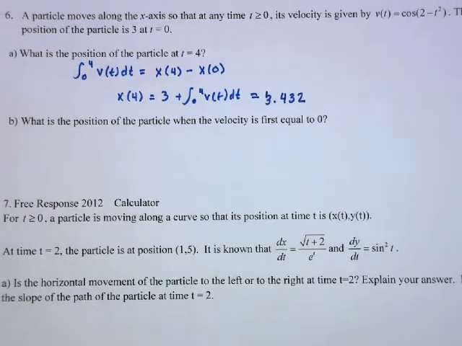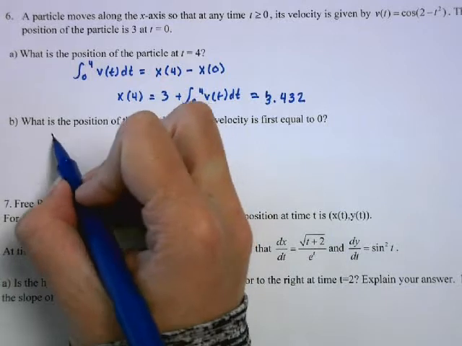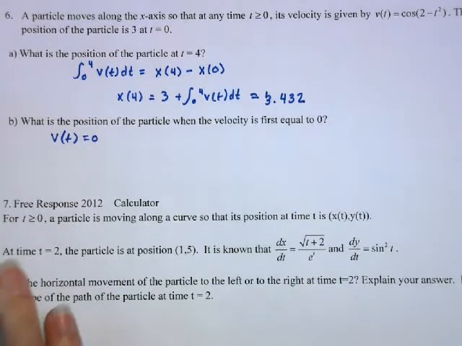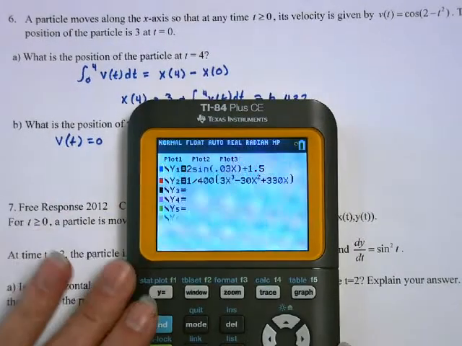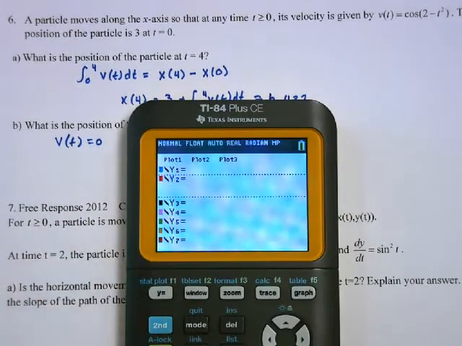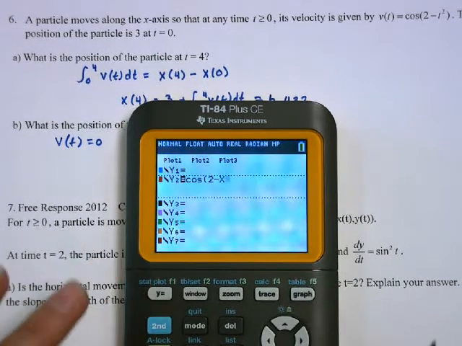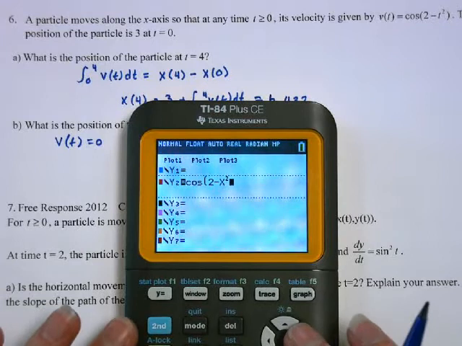Okay, what is the position of the particle when the velocity first equals 0? So we need to find the time when the velocity is equal to 0. Well, let's go ahead and plug this in the calculator. Maybe we should have done this from the beginning, but that's okay.